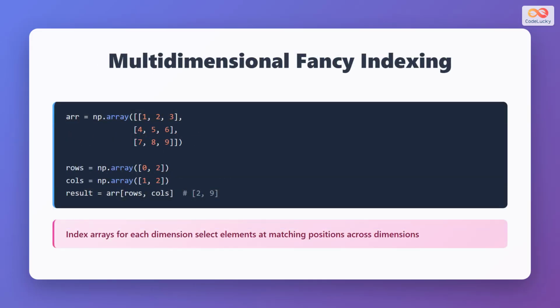Fancy indexing extends to multiple dimensions. We create a 3 by 3 array with values 1 through 9. We define a rows array with values 0 and 2, and a columns array with values 1 and 2. When we index with both arrays, NumPy pairs up the indices. Row 0 with column 1 gives us 2, and row 2 with column 2 gives us 9. The index arrays for each dimension select elements at matching positions across dimensions.